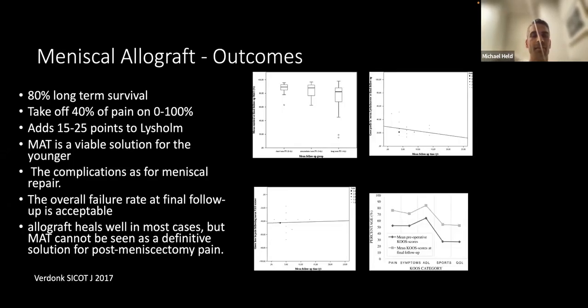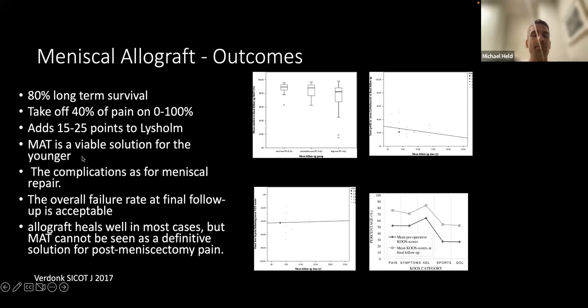And these are the meniscal autograft, allograft outcomes. And this guy, Verdonk, is actually a Belgian that has got quite a lot of experience in it. And I think he's retired by now, but he's done a lot of work on meniscal transplants. And obviously, in someone that does that quite regularly, the outcomes can be quite good. So there's an 80% long-term survival rate in this, and you can improve the pain. You can improve your patient-reported outcome scores.